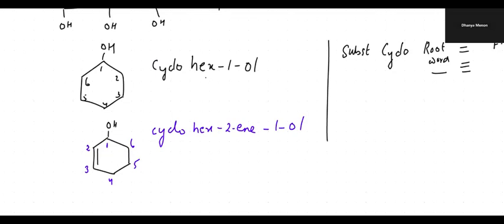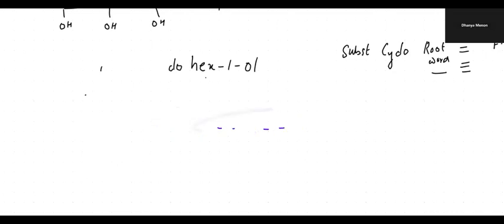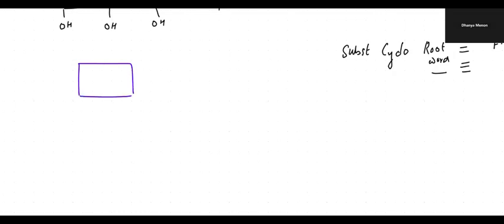Now, coming to the next question. Suppose I have a question like this, here there's an OH group, there's a chlorine, okay? So definitely the carbon having the functional group will be given position 1. So this is one end of a double bond. So definitely the other end will get number 2.